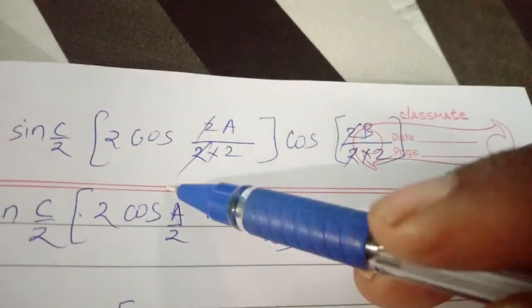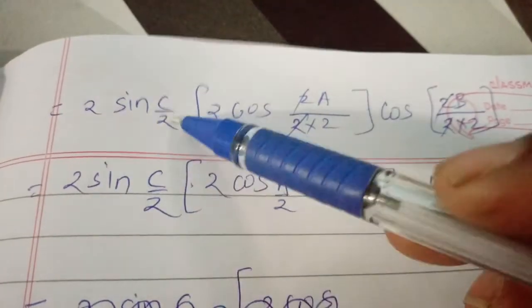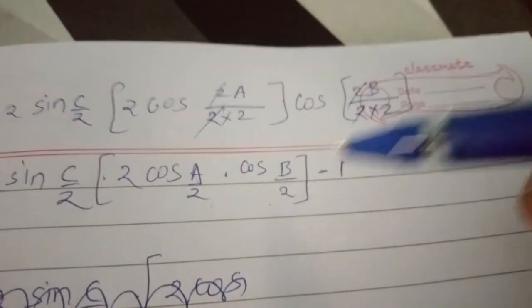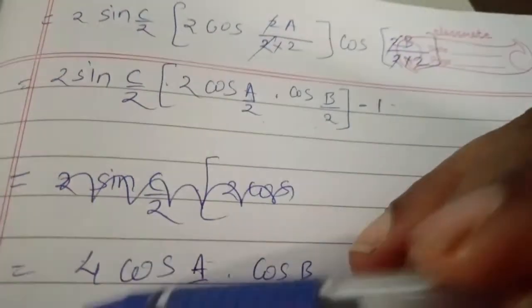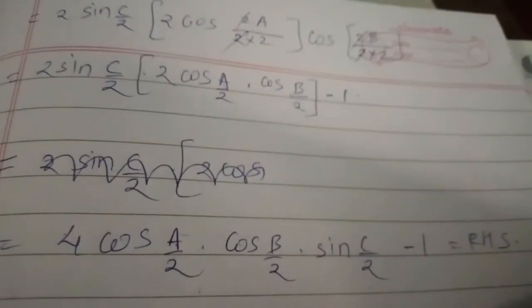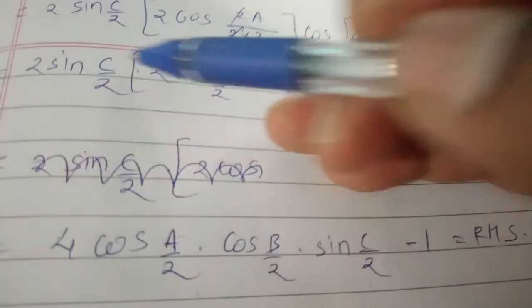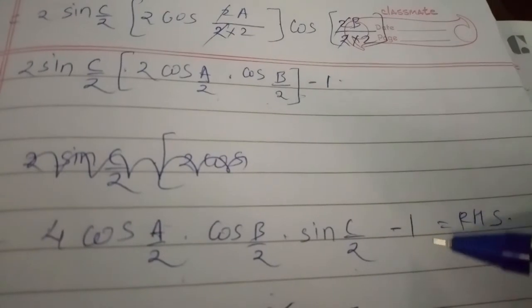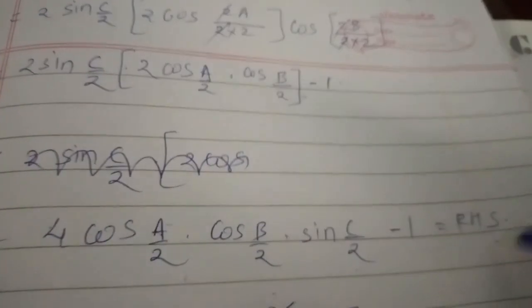So this 2 will get cancelled. Similarly here 2 will get cancelled, and so we get 2 sin C by 2, 2 cos A by 2 into cos B by 2 minus 1. And that is what we have to show, the last step, that is 4 cos A by 2. So 2 into 2, that is 4, cos A by 2, cos B by 2 and sin C by 2. This bracket is totally multiplied by this 2 sin C by 2, so we get this one, and this minus 1 is as it is, and that is nothing but the RHS, and so LHS equals RHS.